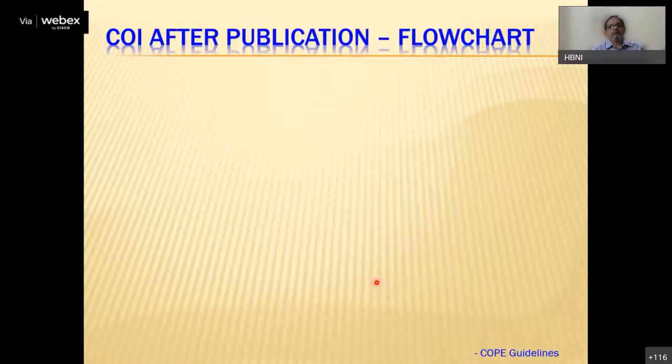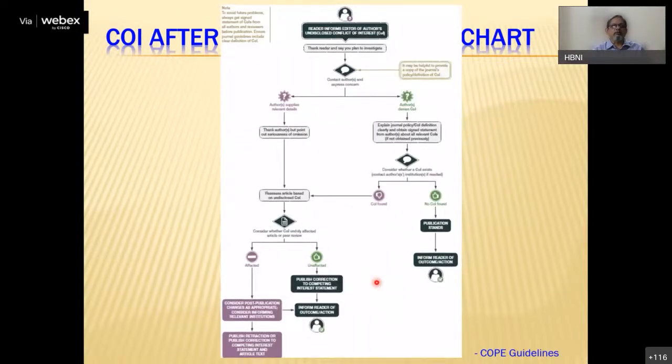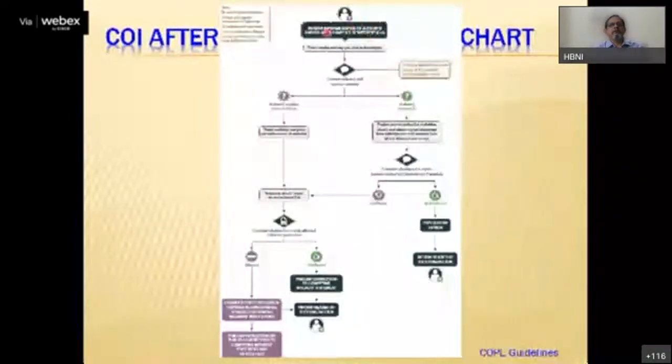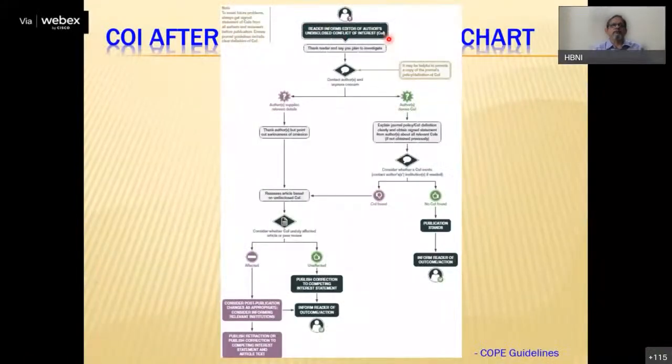Okay. Now suppose this has not been detected, and it so happens that after publication of this manuscript, some conflict of interest has been detected by somebody and the editor has been informed. So here what happens? Some reader informs the editor of this author's undisclosed conflict of interest. So then again, the editor will have to thank that particular reader, and inform him that he will investigate. So he will start the investigation in the same way.